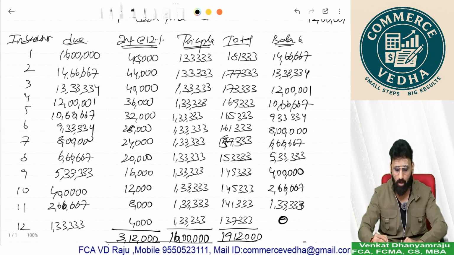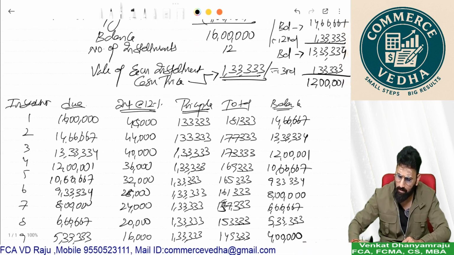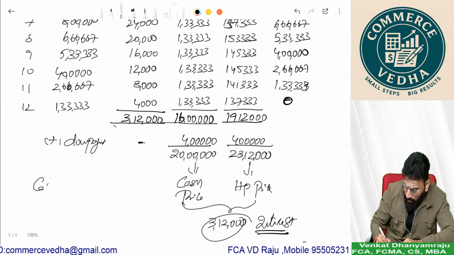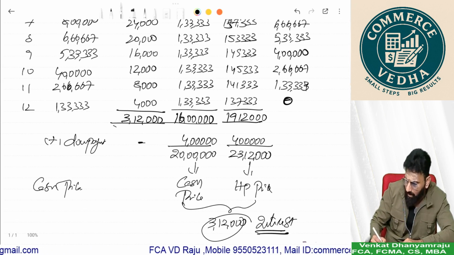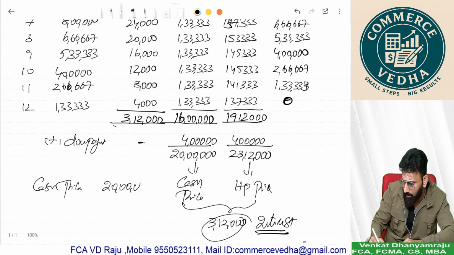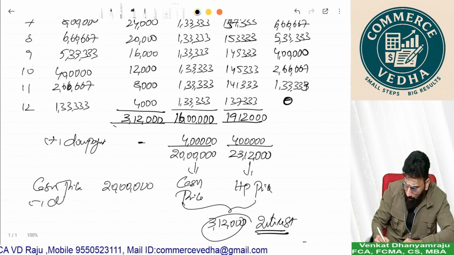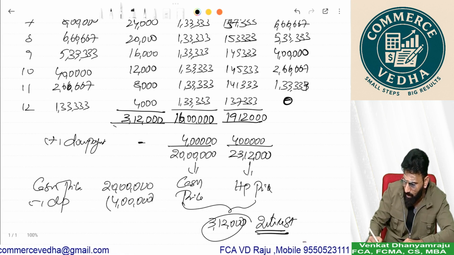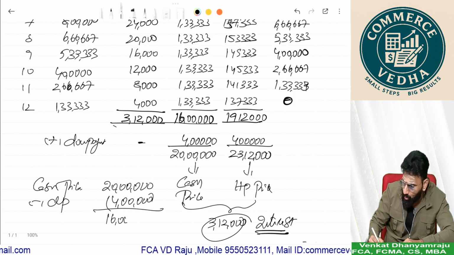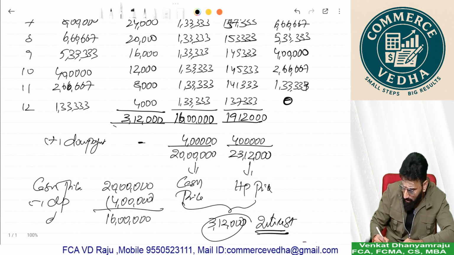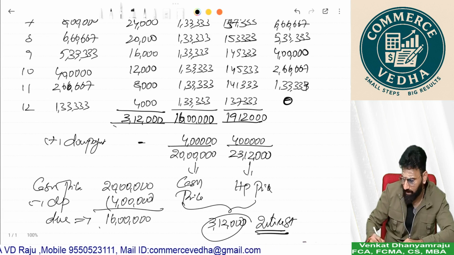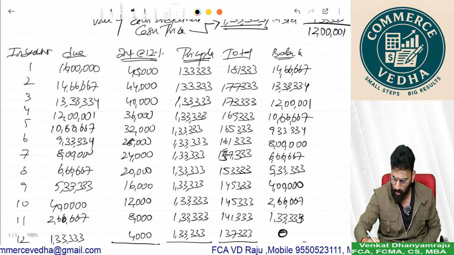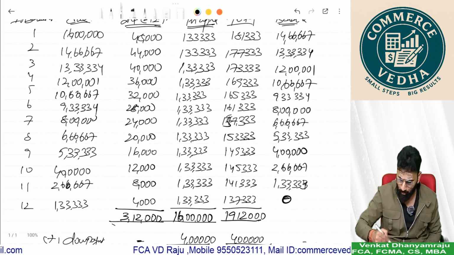So calculation requires this. You should know your due. How you got the due is your total cash price 20 lakhs and your down payment 4 lakhs, that is 20%. So cash price due is 16 lakhs. This 16 lakhs you are paying in how many installments? 12 installments, 1 to 12.